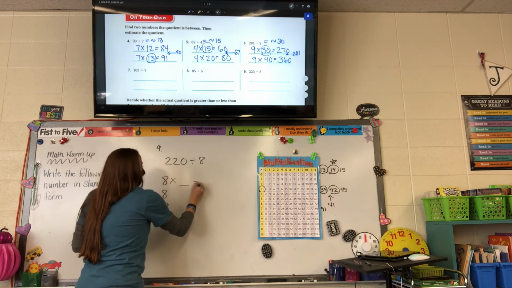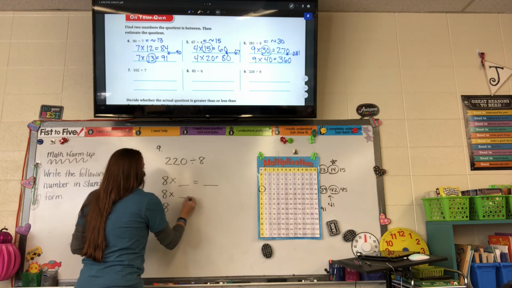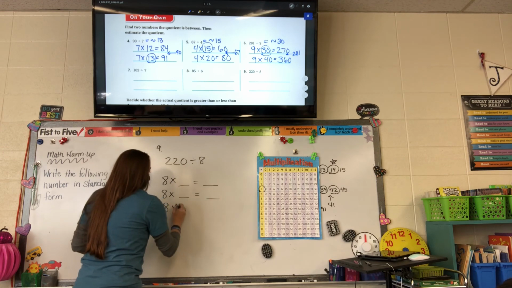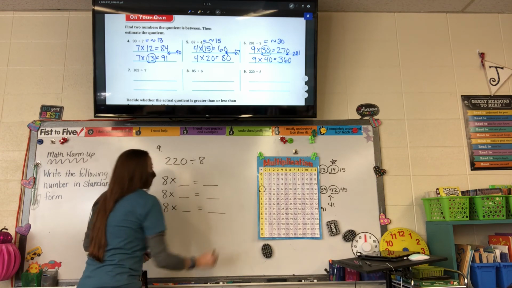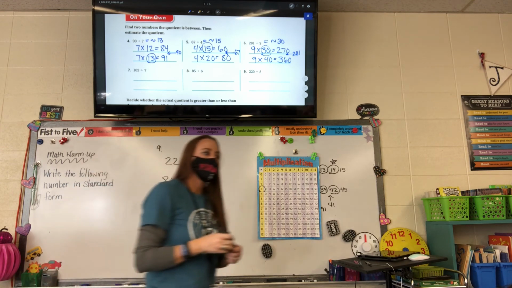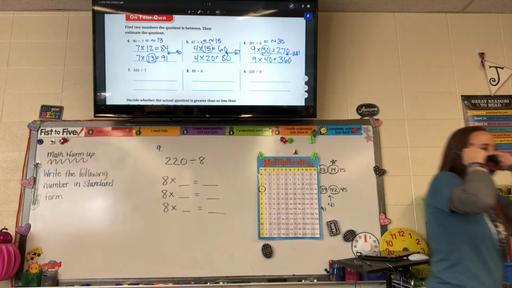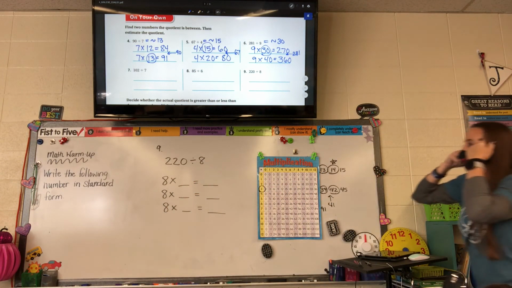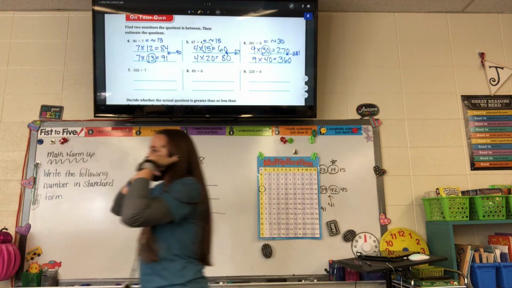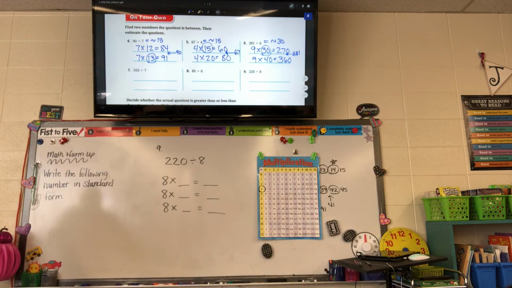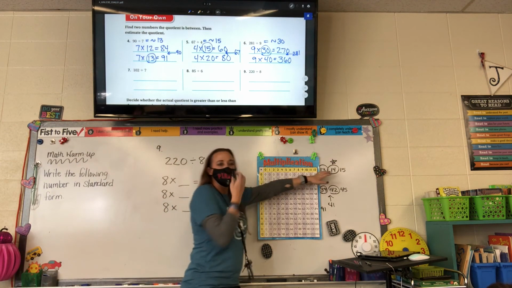So what do we multiply 8 times to get close to 220? Start thinking in your head. 8 times 10 is 80. 8 times 20 would be 160. Start thinking like that, okay? Because our multiplication table goes all the way to 15.